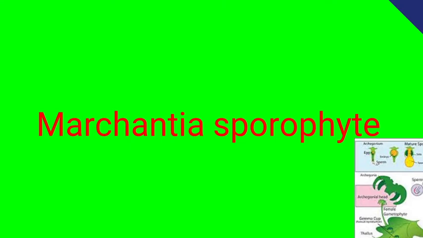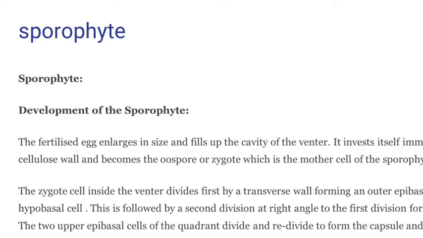So how is the sporophyte of Marchantia seen? The sporophyte of Marchantia is completely dependent on the gametophyte. The fertilized egg enlarges in size and fills up the cavity of the venter. It invests itself immediately with a thin cellulose wall and becomes the oospore, the zygote, which is the mother cell of the sporophytic generation.